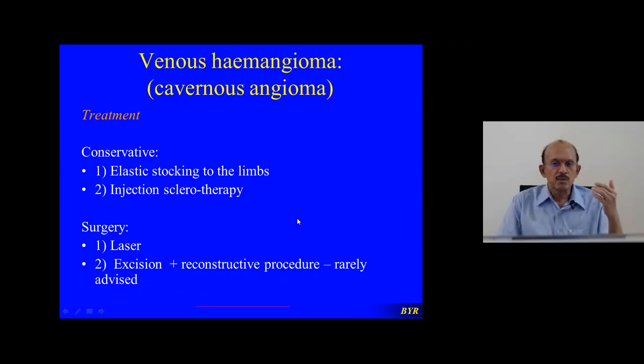The skin, the subcutaneous tissues, the muscles, the bones. So everything has to be excised. And later, you have to do a reconstructive procedure. The flap procedure reconstruction must be done. So why go for such a major operation for a simple thing like hemangioma, which can be corrected by injection sclerotherapy or by laser?